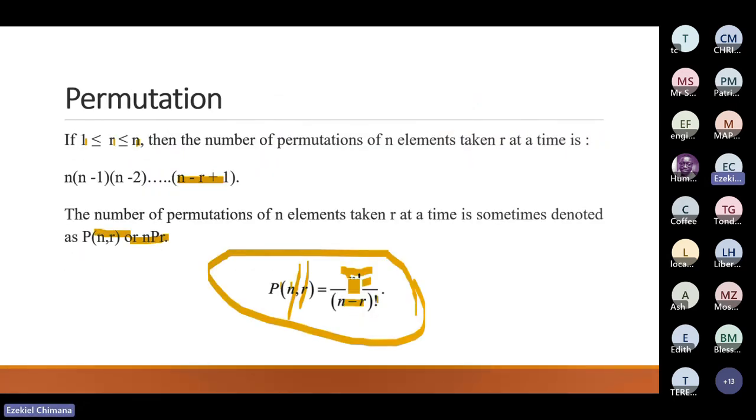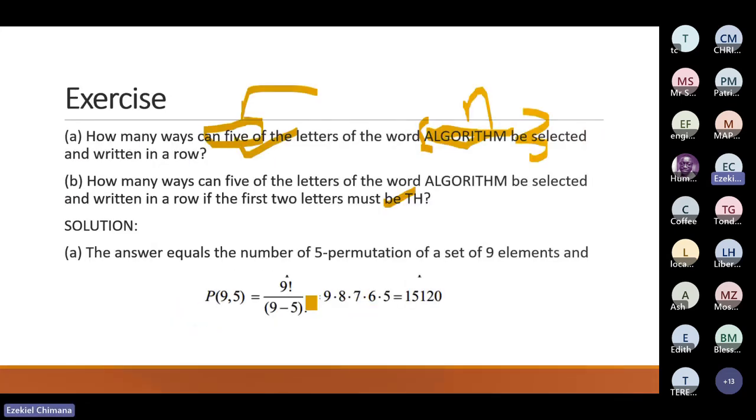So from this formula, we have n factorial over n minus r, which will become 9 factorial over 9 minus 5. So what we have there is 9 factorial over 4 factorial, which will give you these values. If you look at this one, you have got 9 times 8 times 7 times 6 times 5. And then the rest of the numbers are not here, like from 4 to 1. Why? They will be cancelling each other with the 4 factorial, which will be underneath here.